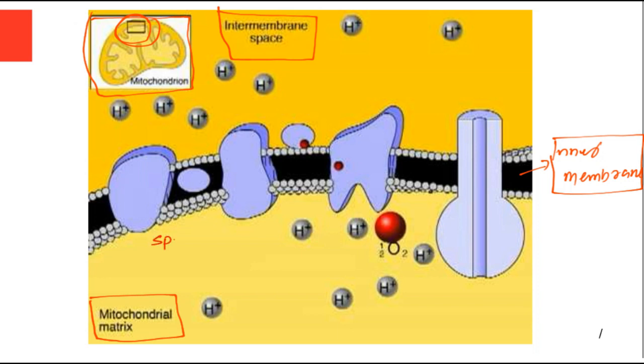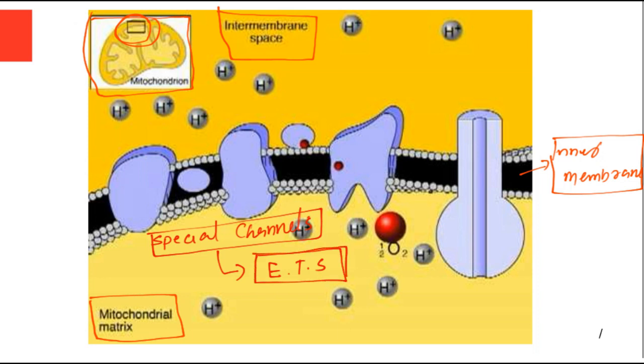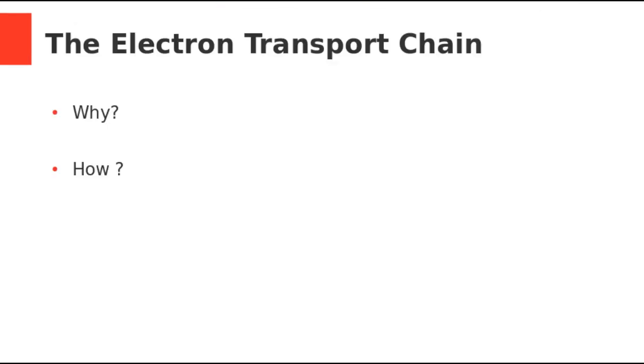And you can see so many special channels are present over the inner membrane, and these channels all together we'll call the electron transport system. Let's see the details of the electron transport system here. You have to know why the electron transport system is present there and how it is working there. We shall discuss all together in very detail here.